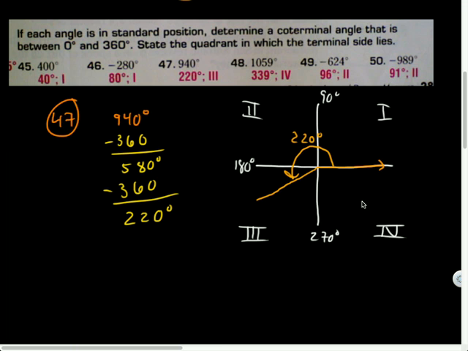And then when you subtract 360 and then 360, because I was finding coterminal angles. Here, let me show you the initial angle. That's only the one original, 940.